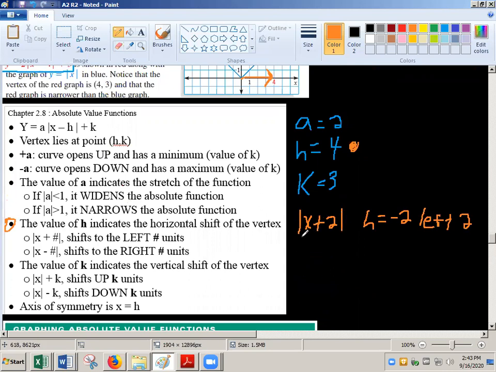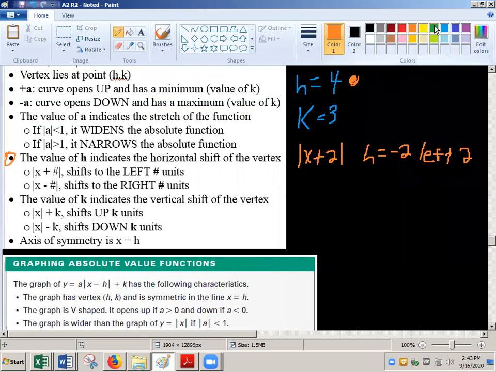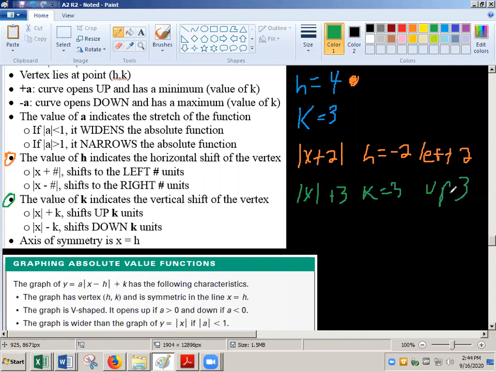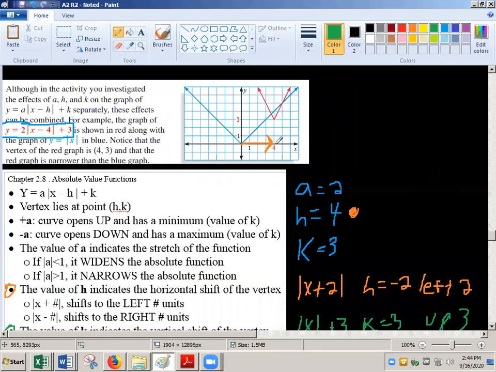And then I'm looking at the k value next. So for my k value, this indicates the vertical shift. So for my vertical shift, this is easier. If it looks like plus a number at the end, it's going to go up that many. If it looks like minus a number at the end, then it's going to go down that many. Keep in mind, if I don't see an H or a K, it just means that they are 0, and that's totally fine. So in this example, I'll do x, and we'll say plus 3. The K value is just equal to 3, and we are simply going to go up 3. So in this example here, that's what's generating that part of the graph.